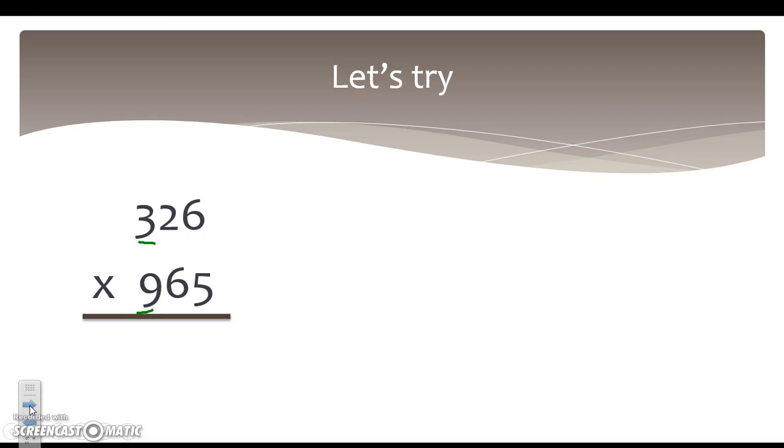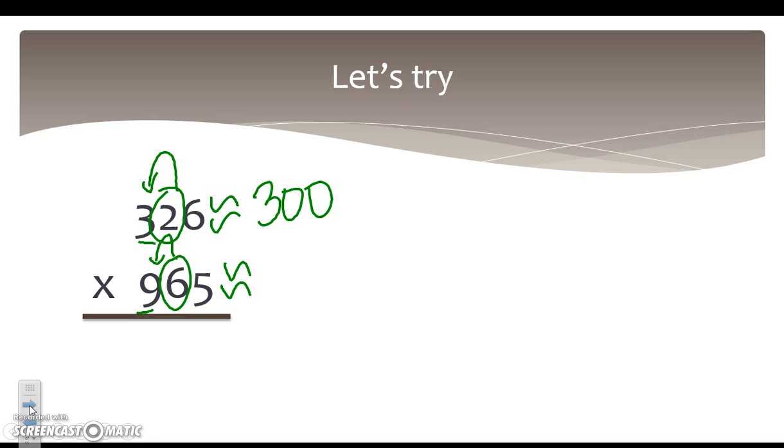So underline the greatest place value. We are going to circle the number that is directly to the right. So 326 is approximately 300 because the 2 doesn't make the 3 change. 965, we're going to add 1 because the 6 is 5 or higher, so you add 1. So this actually becomes 1,000.